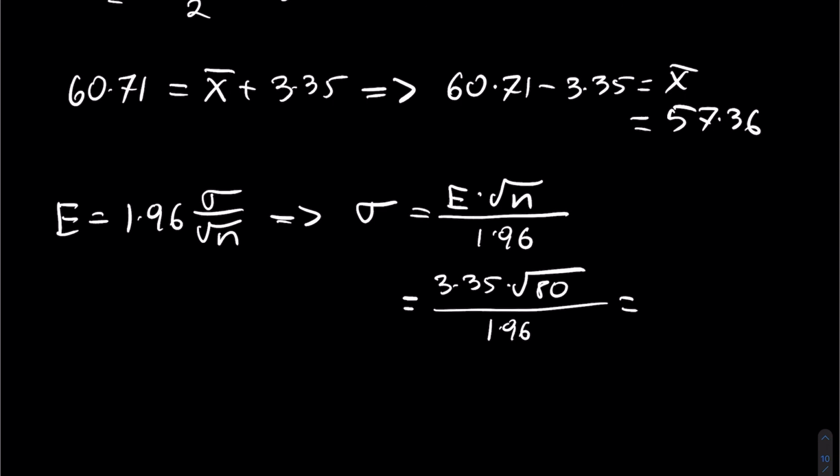So let's chuck it into the calculator. 3.35 multiplied by root of 80 and all that divided by 1.96. That is 15.29. And that's the value of the standard deviation of the sample.